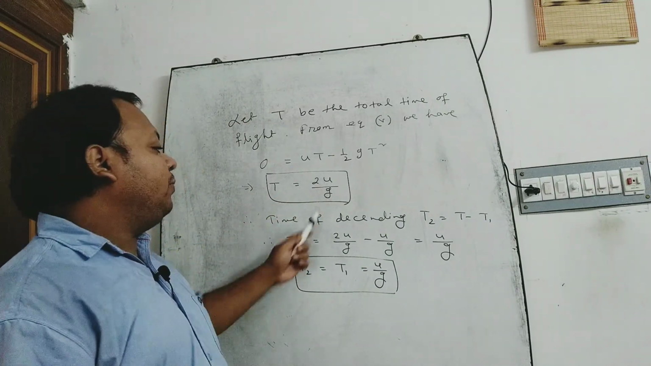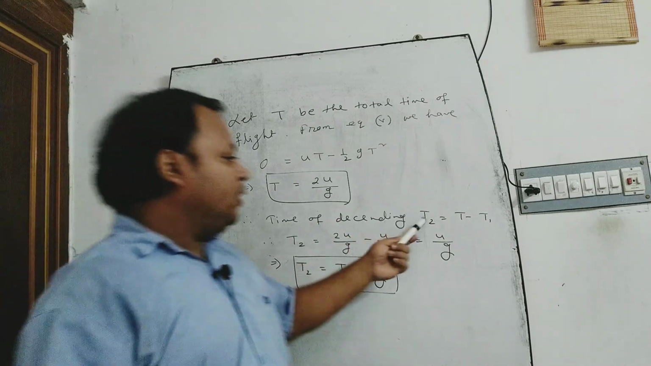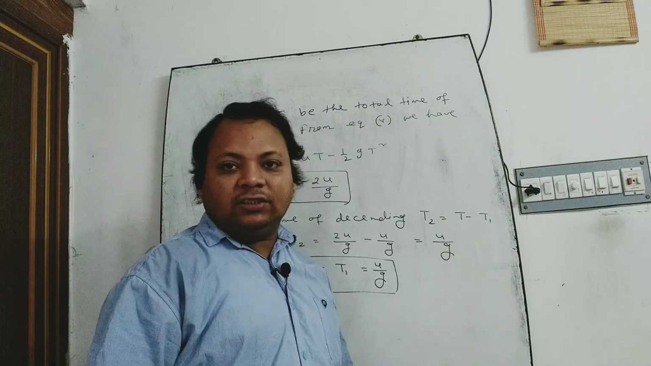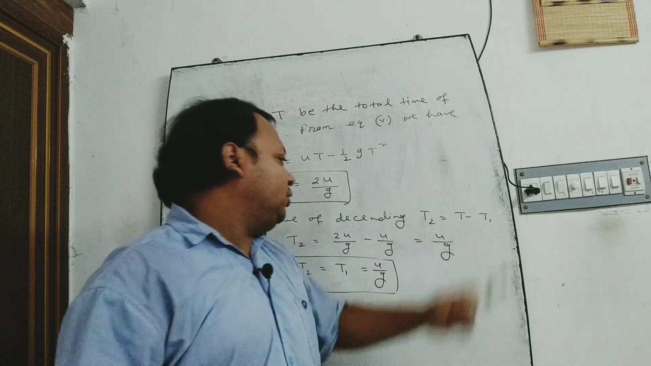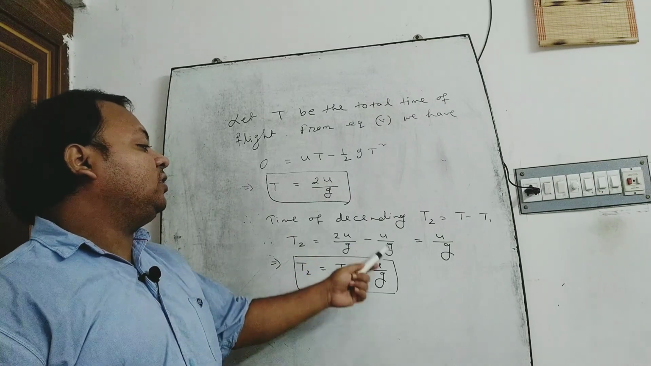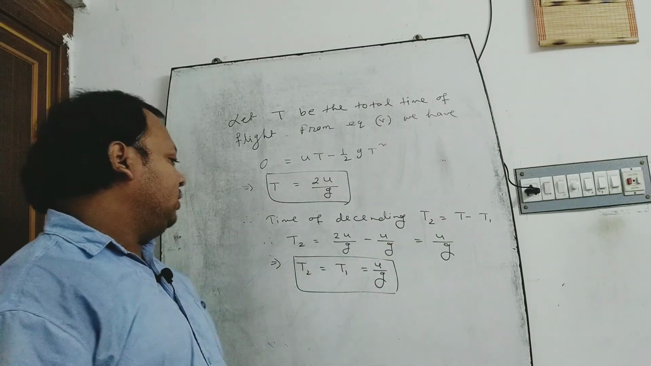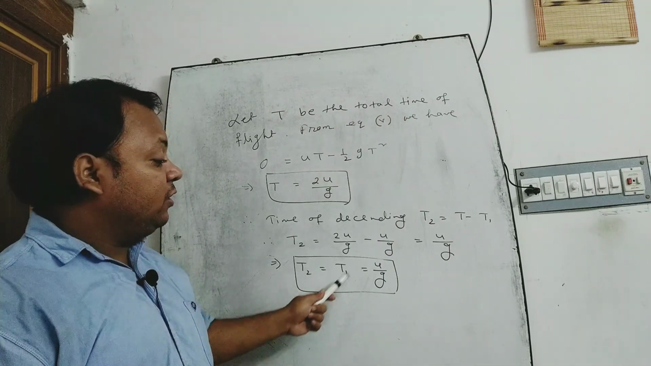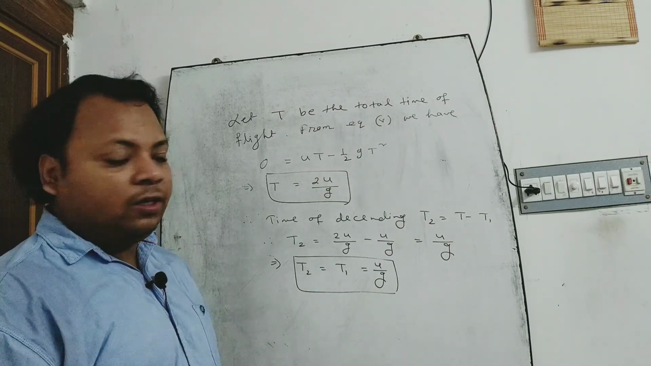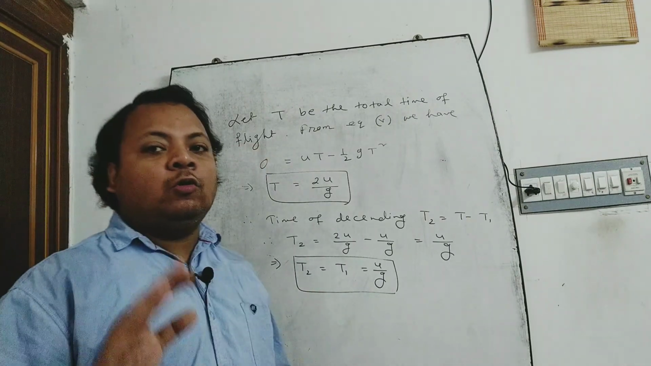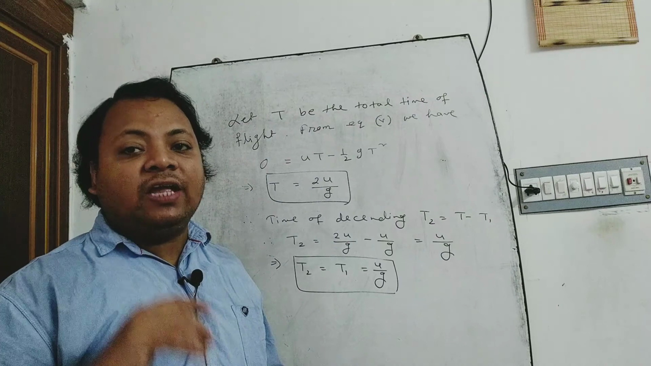Now the time of descending, capital T2, is equal to the total time of flight minus the time of ascending, that is T minus t1. This gives T2 is equal to 2u by g minus u by g, which is equal to u by g. This gives time of ascending is equal to time of descending is equal to u by g. In this case, and in the whole chapter, we neglect air resistance.